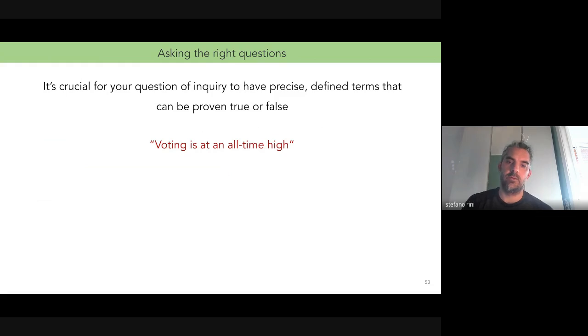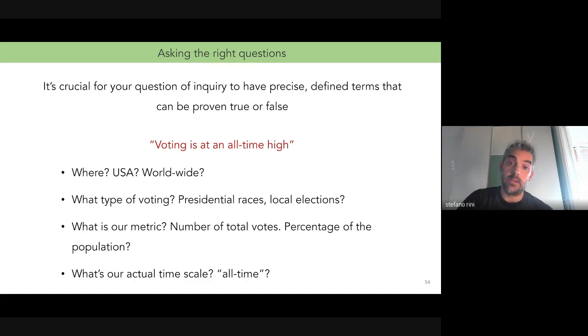So, for example, let's say that we want to say whether voting is at an all-time high or not, and we want to prove whether this is right or wrong. Of course, we have to specialize. So is this in a certain specific country or worldwide? What type of voting? Voting can be presidential races, local elections, federal elections, and so on. What type of metric? Whether percentage of the population, whether you also want to account for different aspects of the population, and then what is the time scale, right?